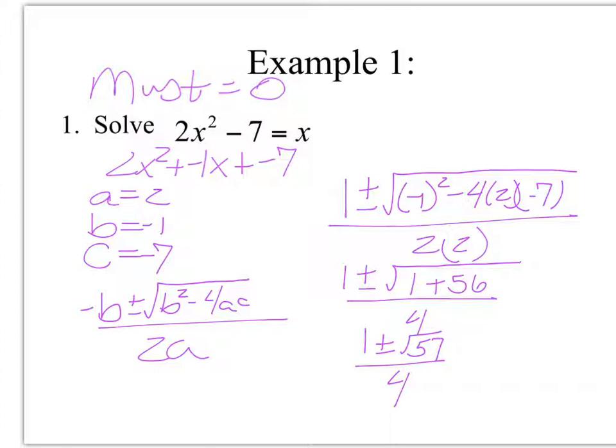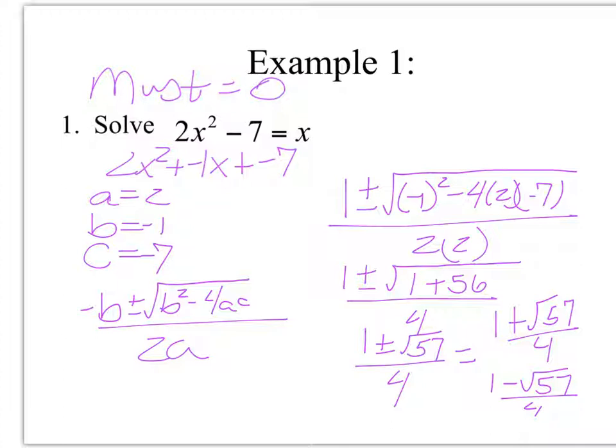And this is basically where we want to stop and break it into two problems. I don't know why my screen keeps turning on me, and I don't know if you can see that my screen's turning on me, but it is. So I'm going to break this into 1 plus the square root of 57 over 4. And I'm going to break it into 1 minus the square root of 57 over 4.